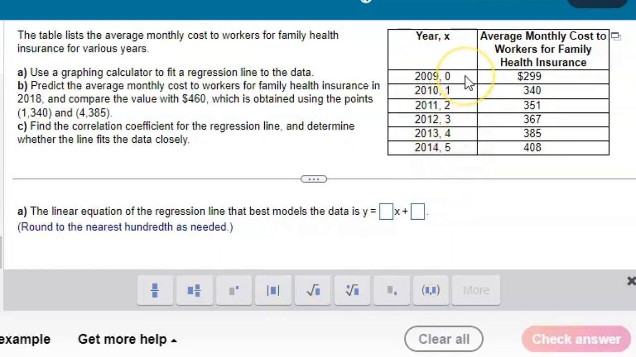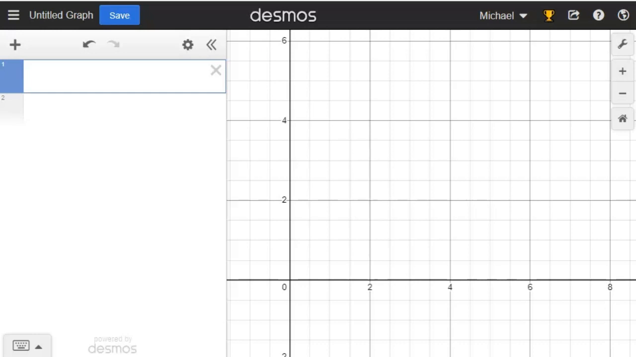So 2009 is considered year 0, 2014 is considered year 5, and the average monthly cost to workers for family health insurance. So in 2009 it was $299 per month, and then in 2014 it had grown to $408 per month. Now we're going to be using Desmos to do this.